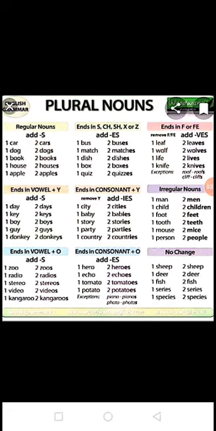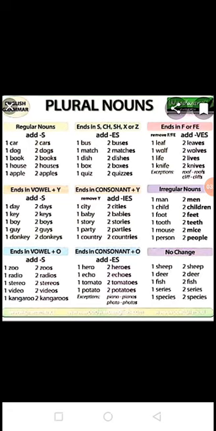Key: y is there, but before y there is e. Key, keys. Boy, boys. Guy, guys: y is there, but before y there is the vowel u. Guy, guys. Donkey, donkeys. See, ends in vowel plus y. See students, there are 5 vowels: a, e, i, o, u. These are the 5 vowels.